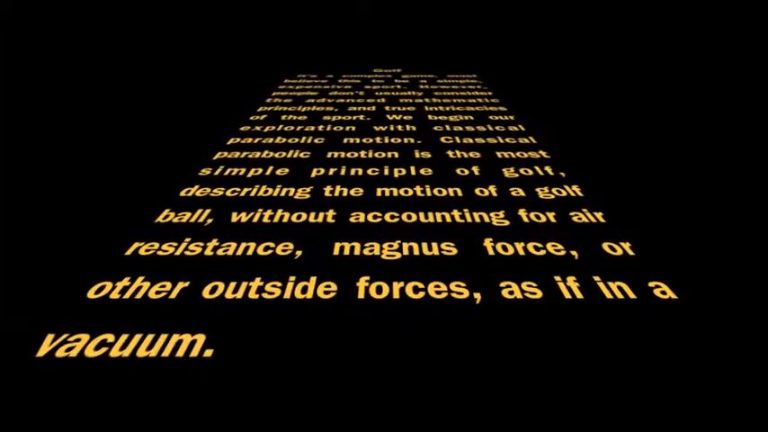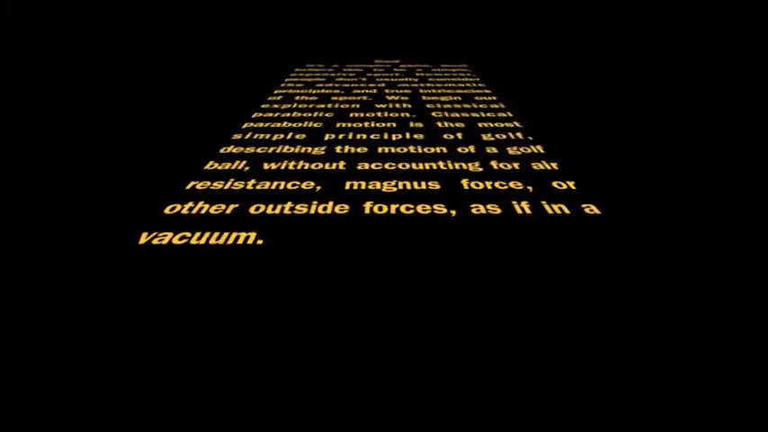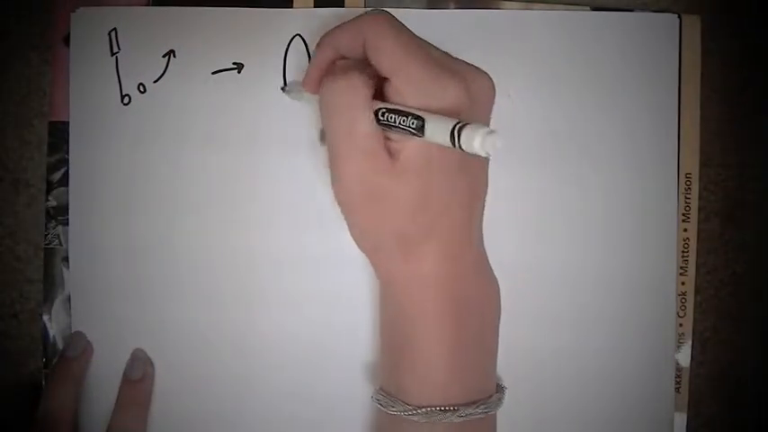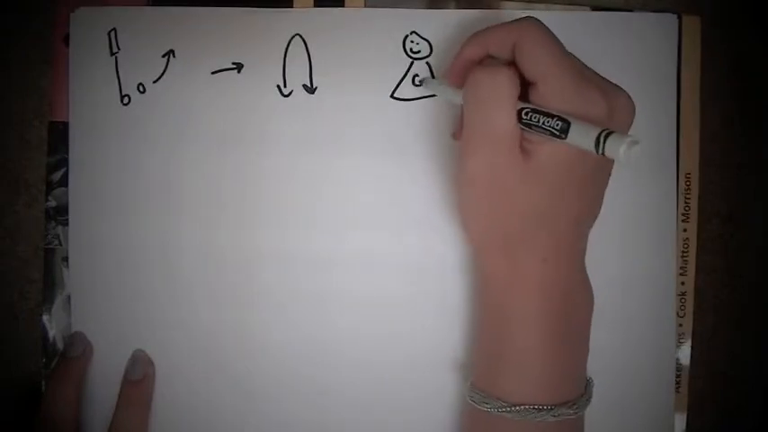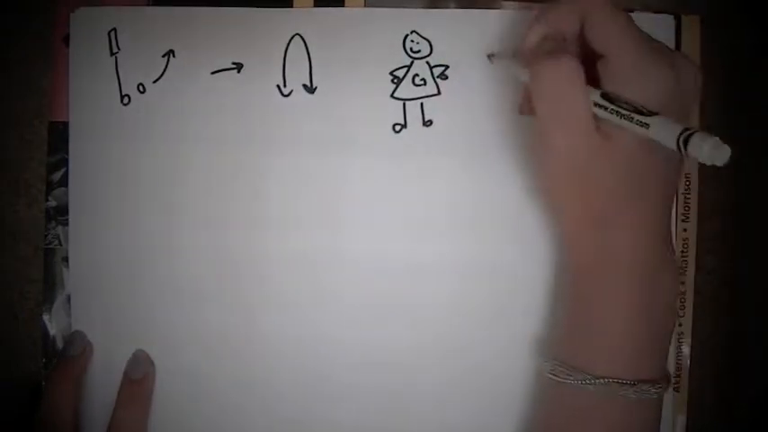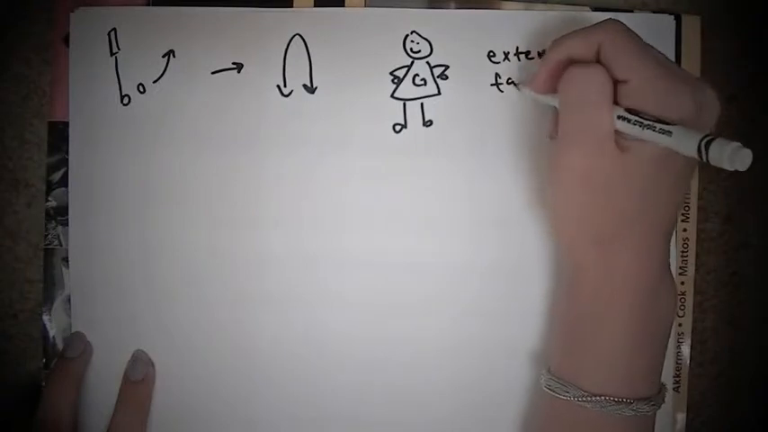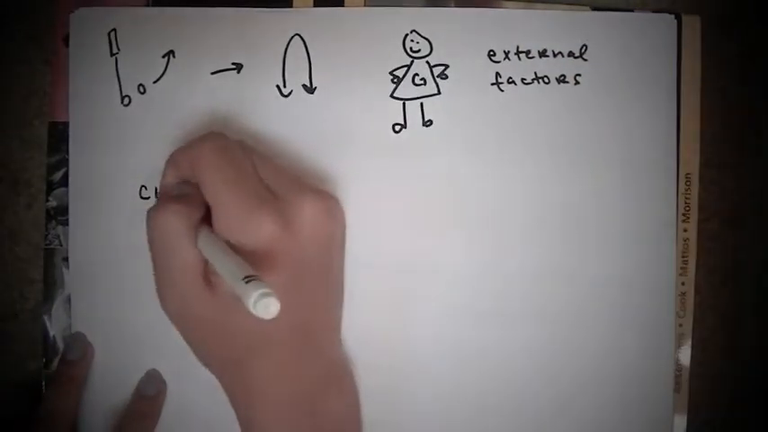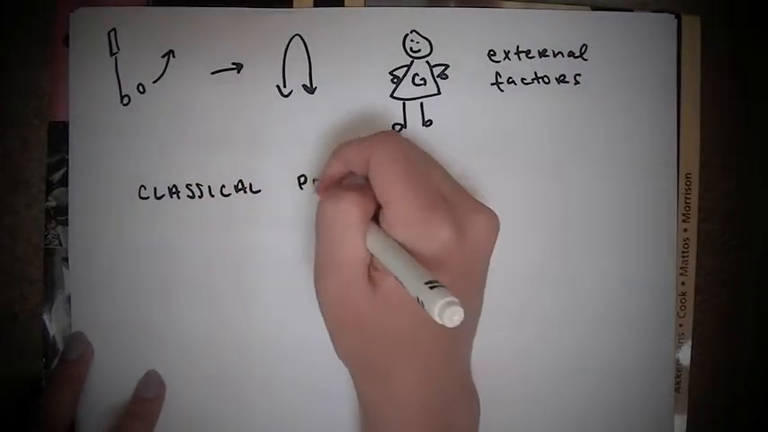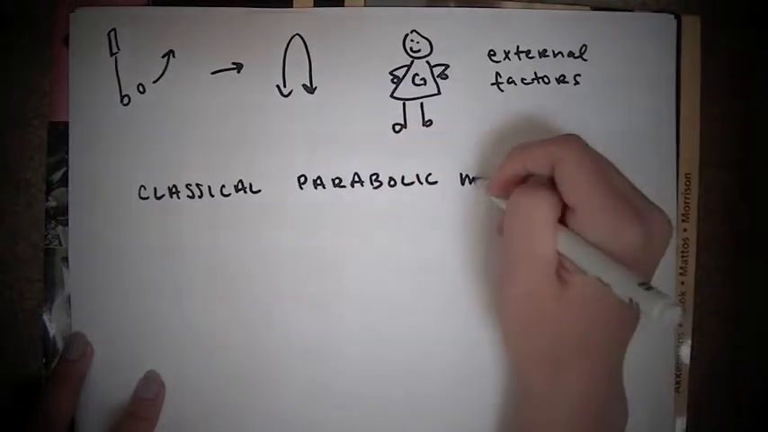Classical parabolic motion is the most simple principle of golf, describing the motion of a golf ball without accounting for air resistance, Magnus force, or other outside forces, as if in a vacuum. When we hit a golf ball, its flight path will look like a parabola if we only consider gravity. However, when you actually play golf, there are other external factors that affect the golf ball's flight path. Before we can understand the golf ball's actual flight, we need to understand classic parabolic motion first.